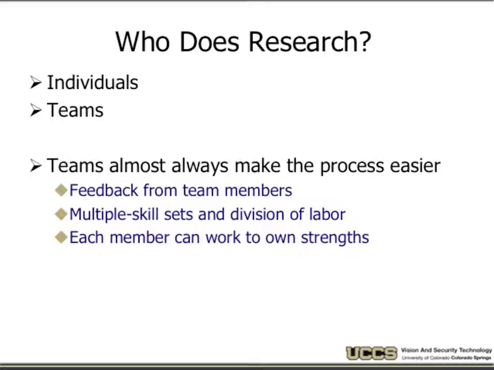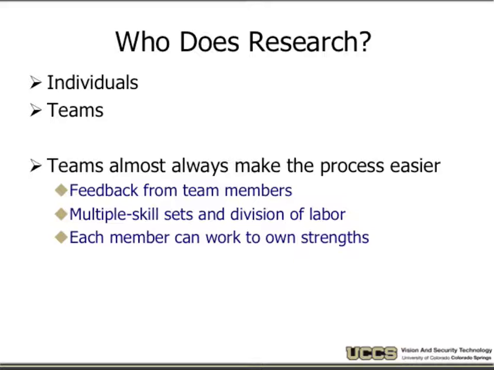So when you look at who does research, we can look at it from 2 points of view. Individuals get involved, but generally lots of computer science research is team-oriented. Teams almost always make the process easier and, in my view, more fun because you can get feedback from other team members on what you're doing. You have multiple skill sets and you can get a division of labor, so it allows you to accomplish many more things because you've divided the labor. And each member can work to their own strengths.